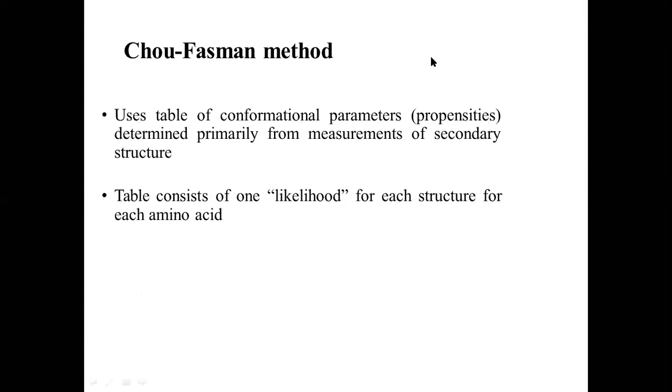The Chou Fasman method usually uses a table of conformational parameters. Propensity is determined primarily from measurements of secondary structure. The table consists of one likelihood for each structure for each amino acid. As we discussed before, the table was generated from the values derived from solved X-ray crystallographic and NMR structures. Now we use this table to predict the secondary structure. Every structure has amino acids, and these amino acids have specific likelihoods derived from the solved structures of X-ray crystallography and NMR.